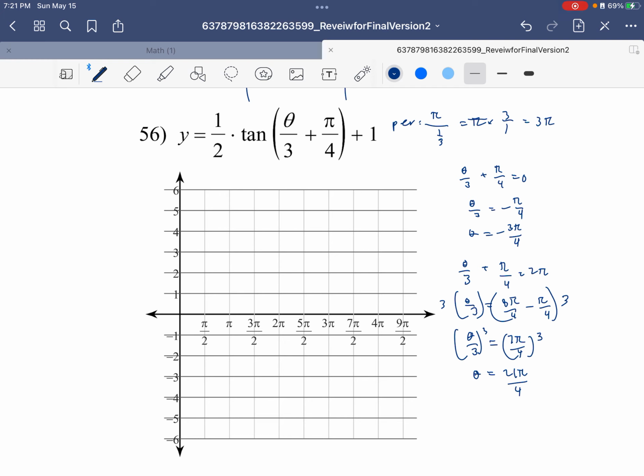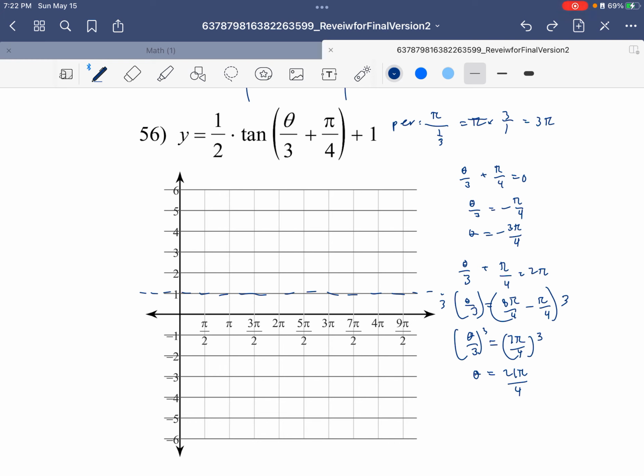Okay, so let's find these points. We have a transformation, so this is going to mean that our graph is going to be shifted up 1, and let's see. Both these points are off the graph, so that doesn't really help us. But we have our period. We know it's 3 pi, which is right here. But it's going to go back pi over 4. So it's going to move back.